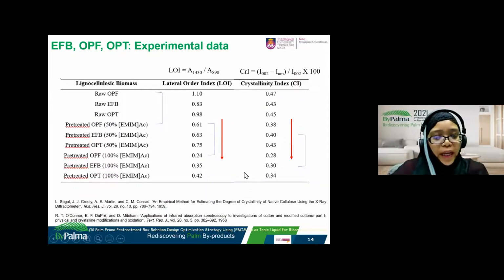This is where you can see it more clearly on this slide, using the Segal equation and O'Connor equation for the crystallinity index and lateral order index respectively. So you can see here that the LOI and CRI were reduced from the raw to 50% of the EMIM acetate concentration, and from 50 to 100. Same goes for EFB and also OPT.